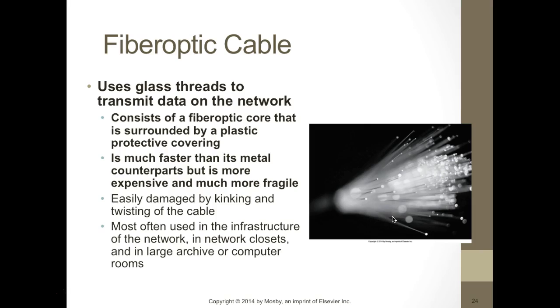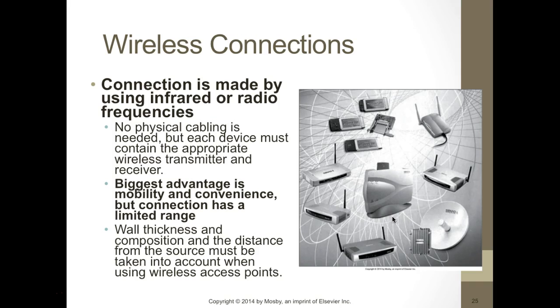Fiber optic cable uses glass to transmit the data. It consists of a fiber optic core that is surrounded by a plastic protective coating. It's a lot faster than metal, but is more expensive and more fragile. They had it running under our carpet and we ran over it with the chair and broke it, so it didn't work anymore. It's easily damaged by kinking and twisting. A lot of the MRI cables are fiber optic cables, and people would wind them up really tight and break all the fiber optic glass lines in there. So you have to be very careful with these, as they break very easily.